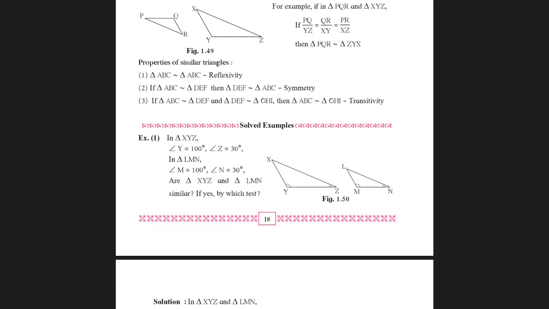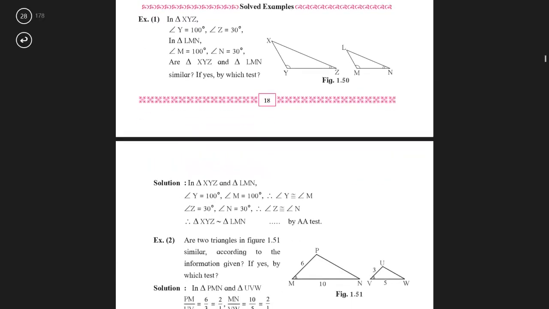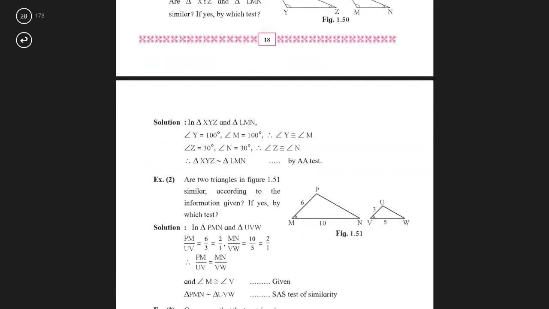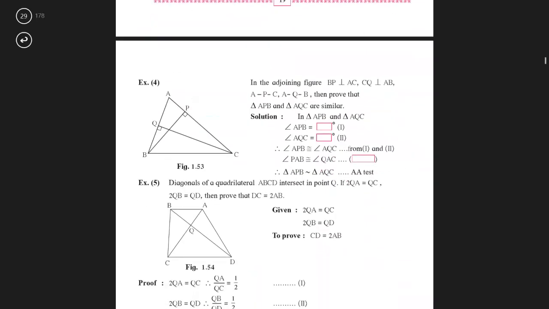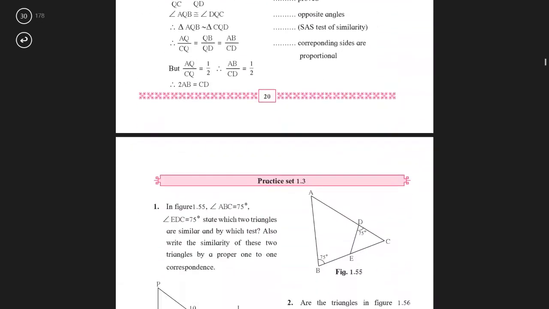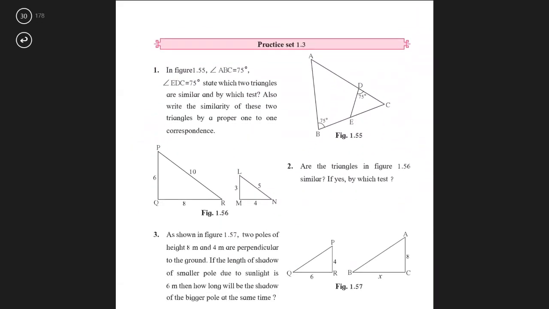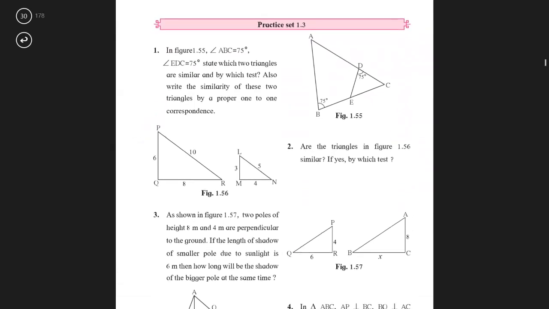Now there are few solved examples. As I tell you always, solved examples are to be done by you. You need to solve them on your own. The answers are there given to you. They are very simple. We'll do all the questions from the exercise. So let's quickly start with the exercise 1.3, question number 1.